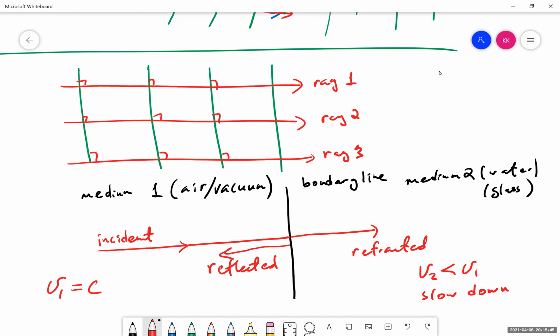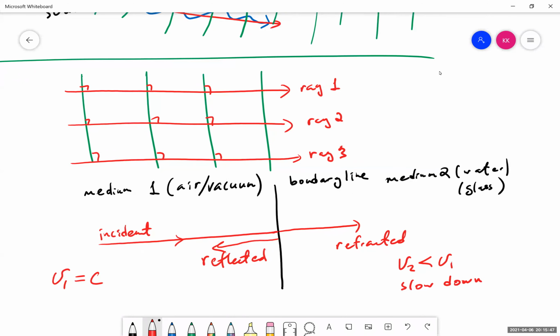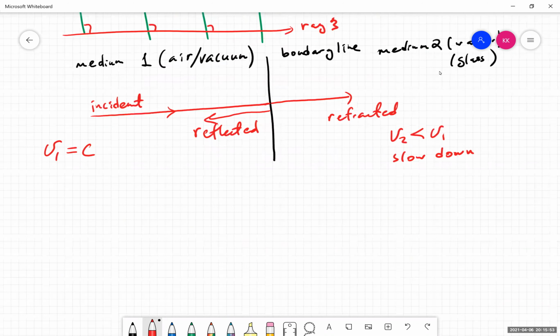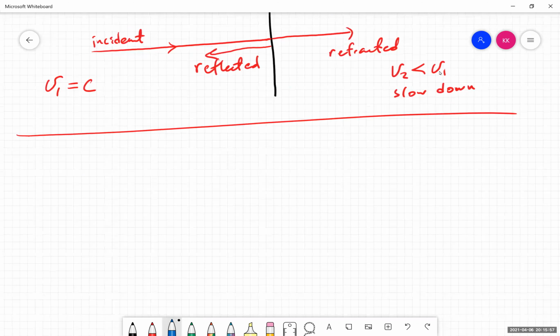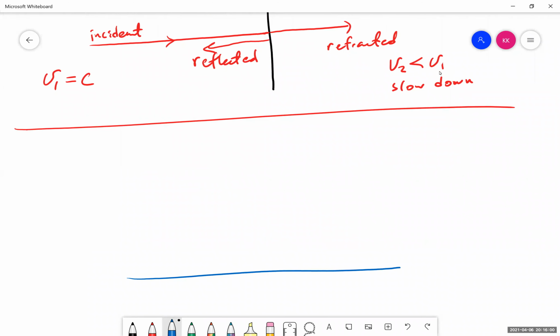Okay, so that's one of the important things that happens to the light. It slows down when it goes from one medium to another. Another thing happening, which we can see from a different angle, is this. Let's say now I'm going to draw the boundary line like this. I'm going to say this is medium 1, and this is going to be medium 2. Now, the light also changes direction when it goes from one medium to another.